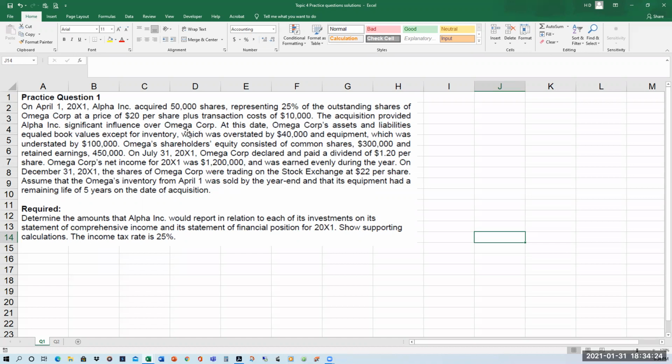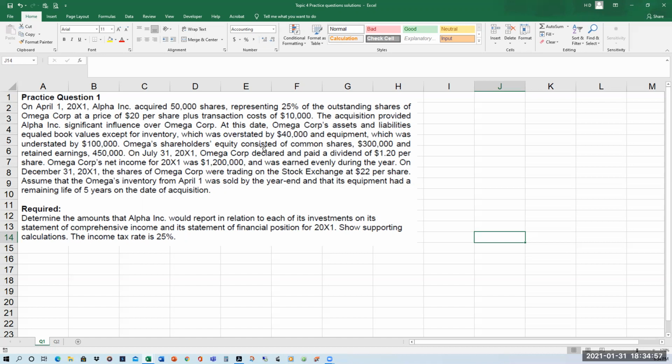Know that when there's significant influence, you must use the equity method to report the investment. When using the equity method, the investment will initially be recognized at cost, which will include transaction costs. Any transaction costs are added. At this date, Omega's assets and liabilities equaled book values except for inventory, which was overstated by $40,000, and equipment, which was understated by $100,000.